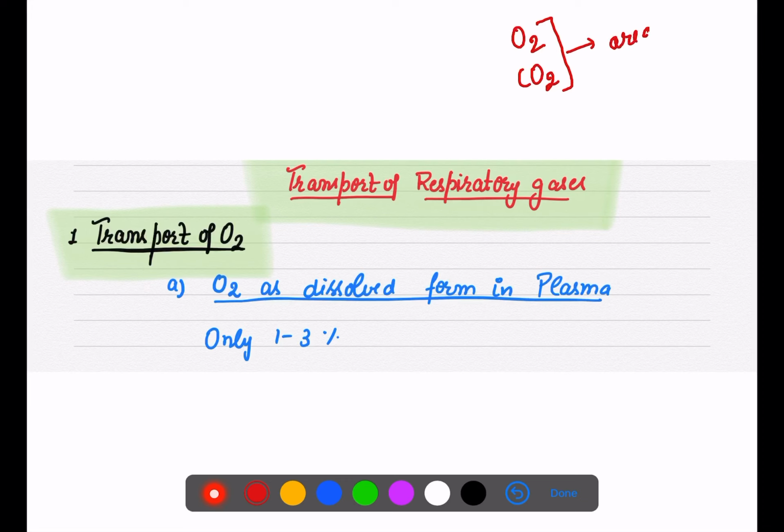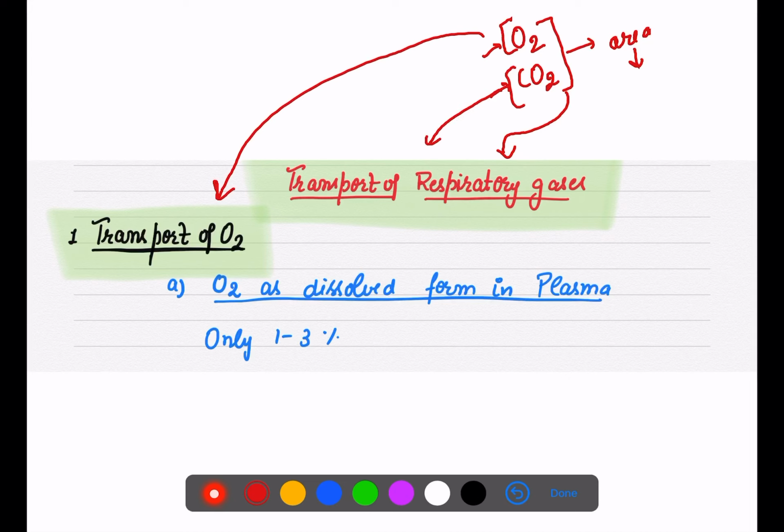Do you think that they are transported as O2 and CO2 only? No, see, this is not the case. They form a complex, they form ions. So those things we are going to discuss in today's lecture. First I'm going to talk about the transport of oxygen, and then we will take up the transport of CO2.